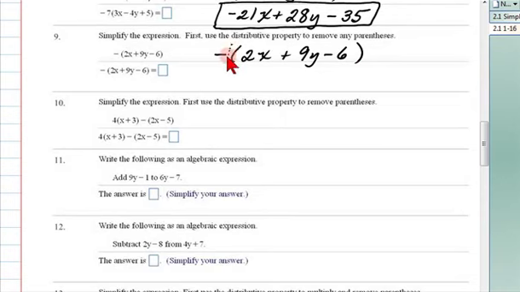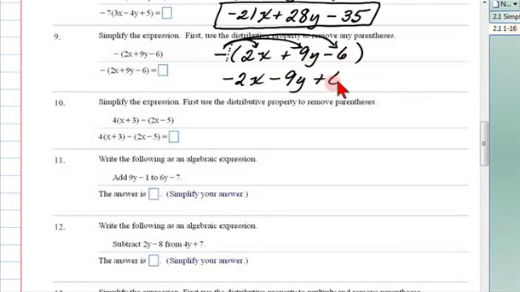And we remember, I hope, from yesterday that 1 is the identity, which means it doesn't change values, except in this case, the 1 is a negative 1, which is going to change some signs. Negative 1 times 2x gives me negative 2x. Negative 1 times positive 9y gives me negative 9y. And what's negative 1 times negative 6?